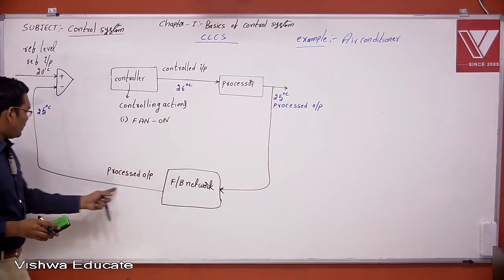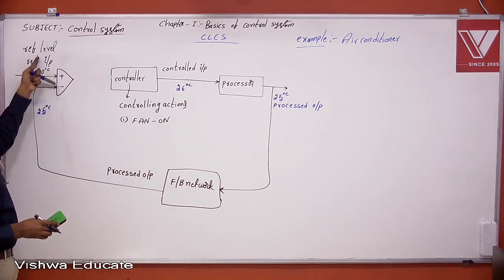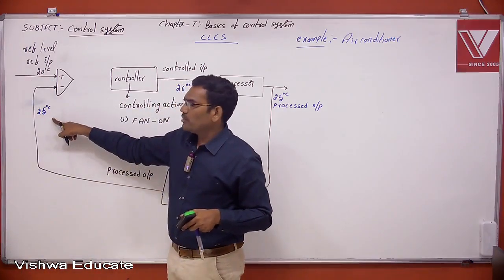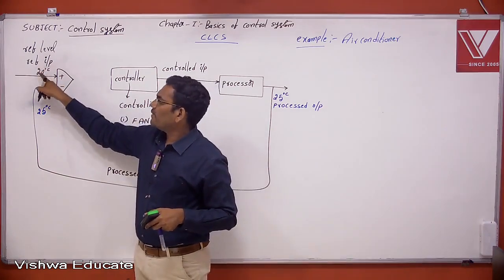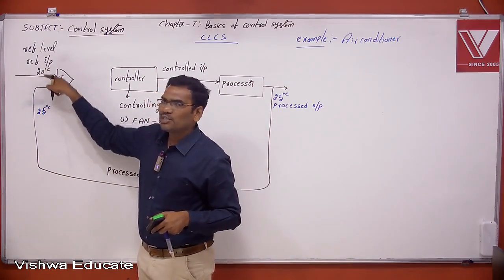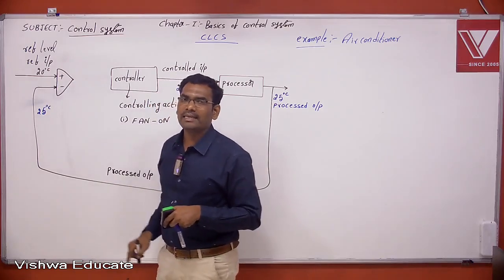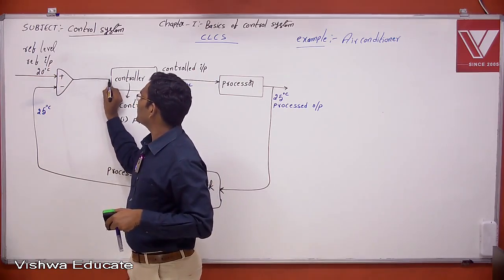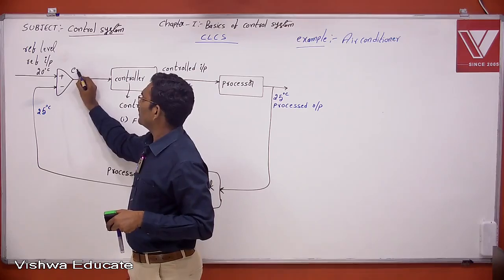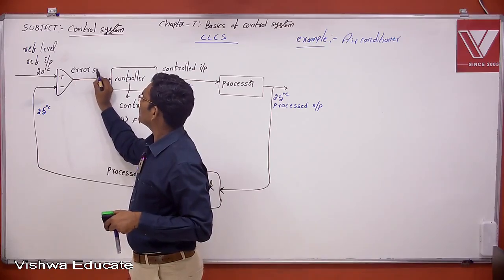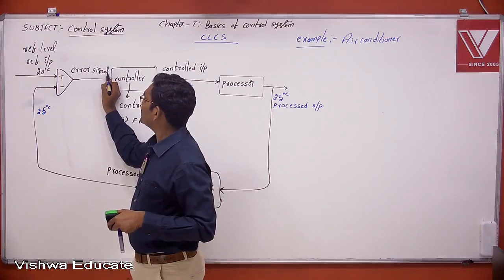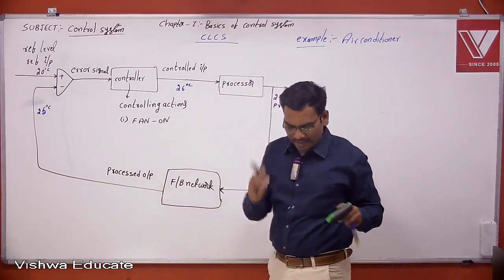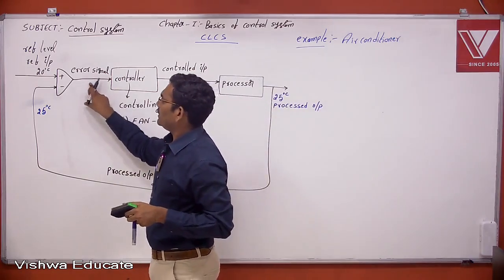Now the feedback network will bring the processed output and compare it with the reference level. If you observe here, what is the processed output? 25 degrees centigrade. What is the reference level? 20 degrees centigrade. Is there any deviation? Yes, there is a difference. Yes, there is a deviation. That deviation, that difference, is nothing but the error signal. How much is the error? This is 25 degrees centigrade, this is 20 degrees centigrade, so the deviation is 5 degrees centigrade. Therefore, that is nothing but the error signal.